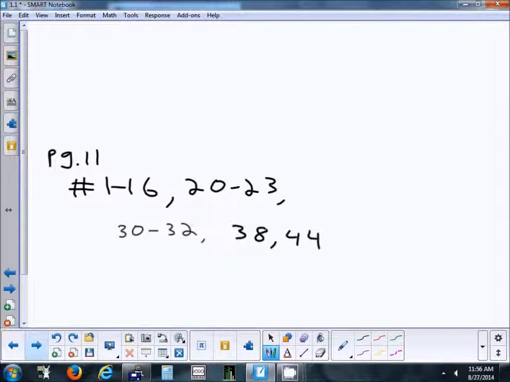All right, so the homework tonight will be on page 11, B 1 through 16, 20 to 23, 30 to 32, and 38 and 44.